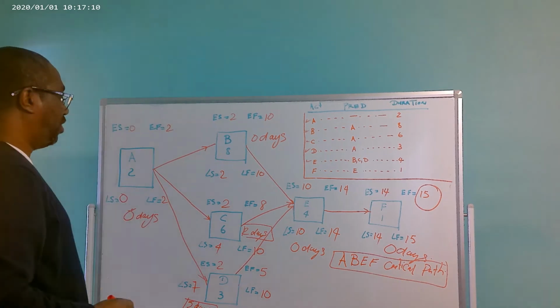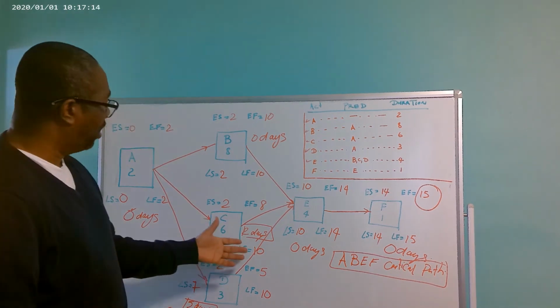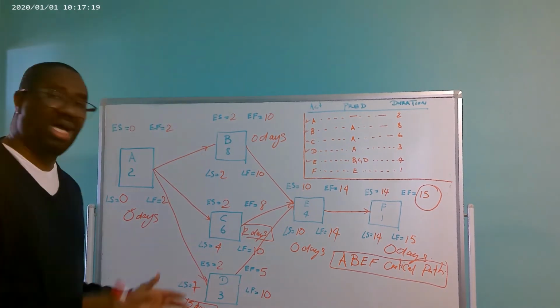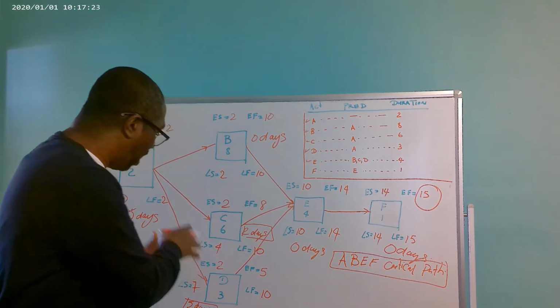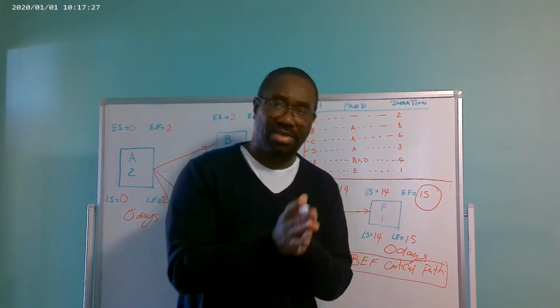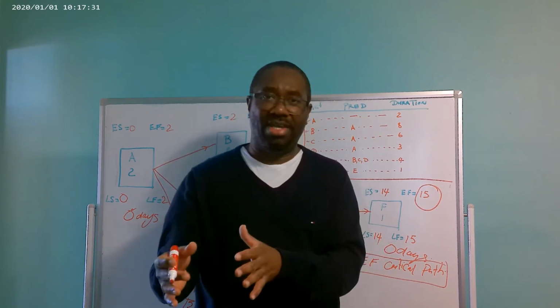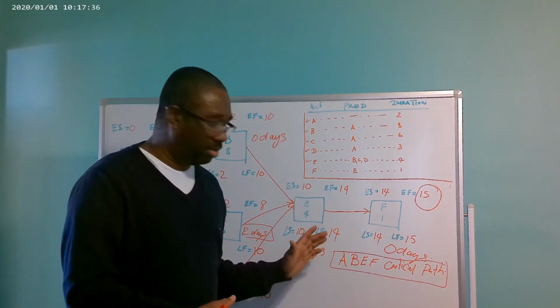So we have activity C and activity D. Activity C has 2 floating days, and activity D has 5 floating days. That means for activity C and D, you can allow those 2 activities to lag behind for 2 days and 5 days respectively before you can proceed to activity E.